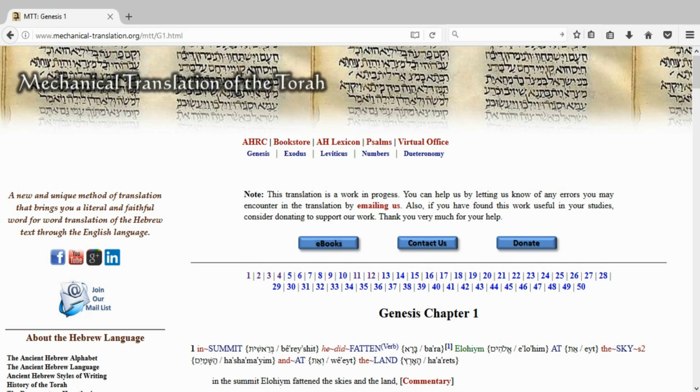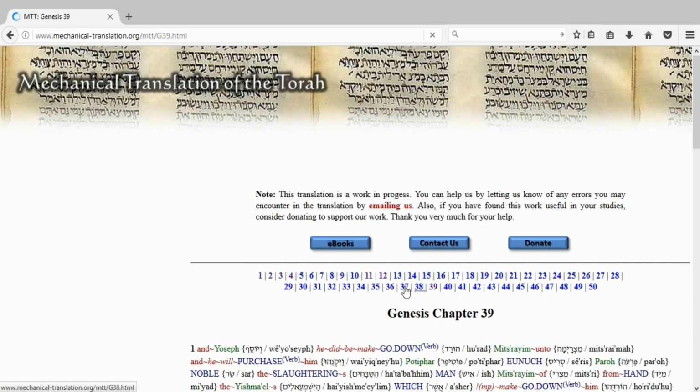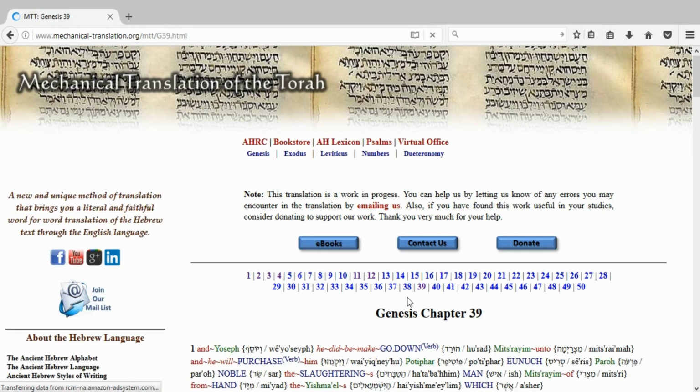Here we are on the home page of the mechanical translation of the Torah. And on the home page, we begin with Genesis chapter 1. Now we can change chapters here. And if we want to change books, up here.